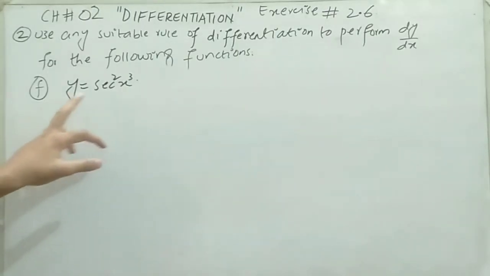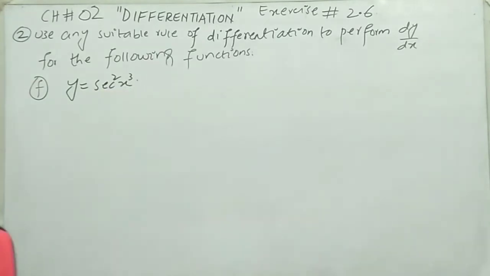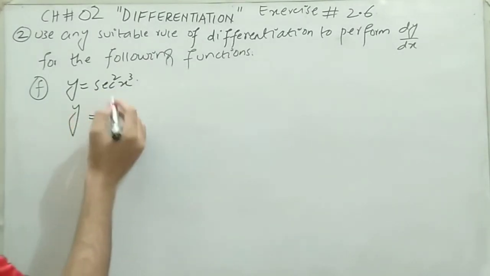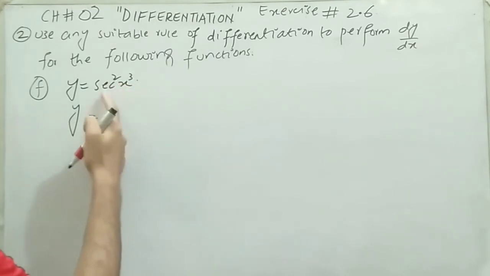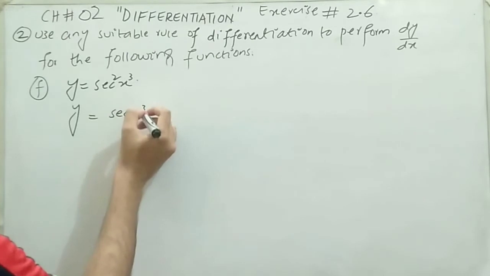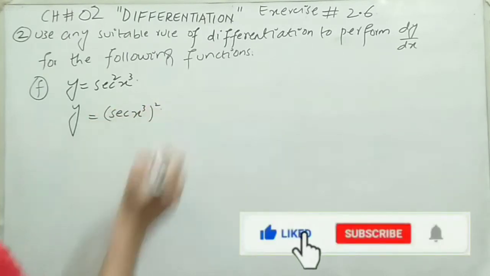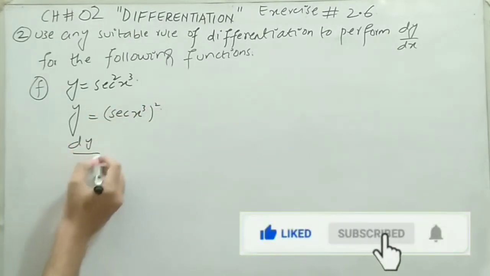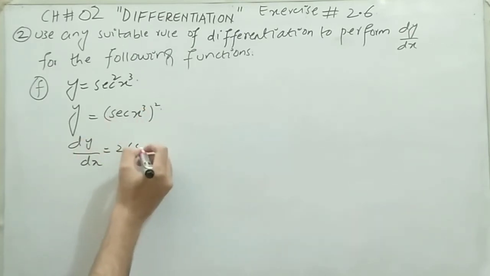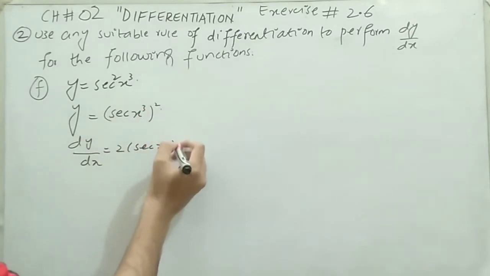If it tells that y is equal to secant square x cube, find the derivative. We can write this function like this: y is equal to secant x cube, whole square, because the square is on both x cube and secant. Now using the generalized power rule of derivative, dy by dx will be equal to the power coming to the front and subtracting 1 in the power. So it becomes secant x cube to the power 2 minus 1.